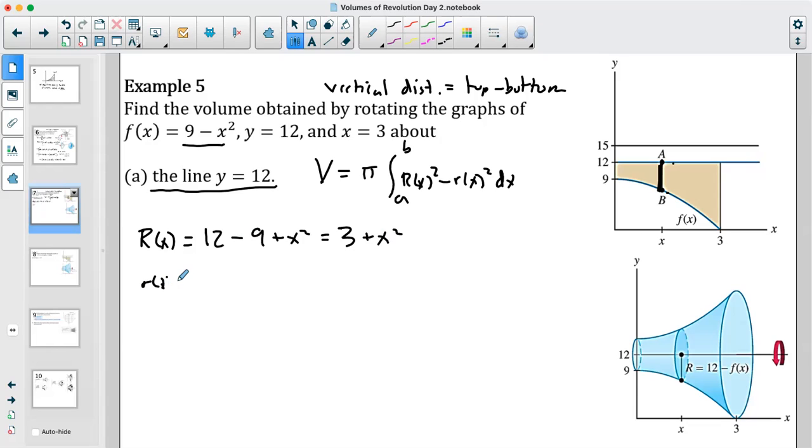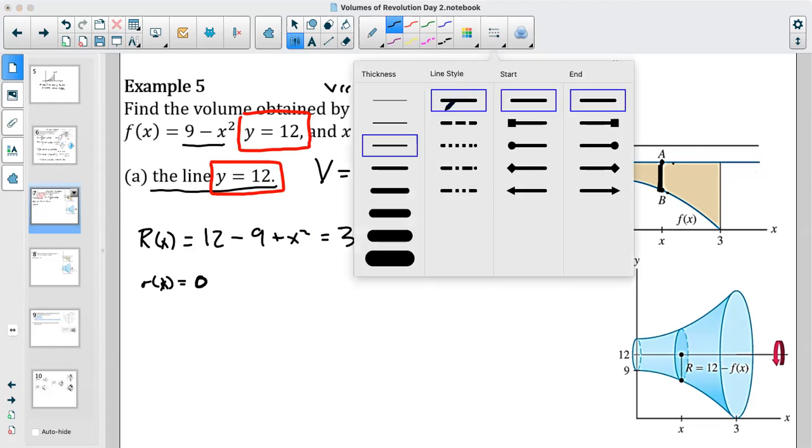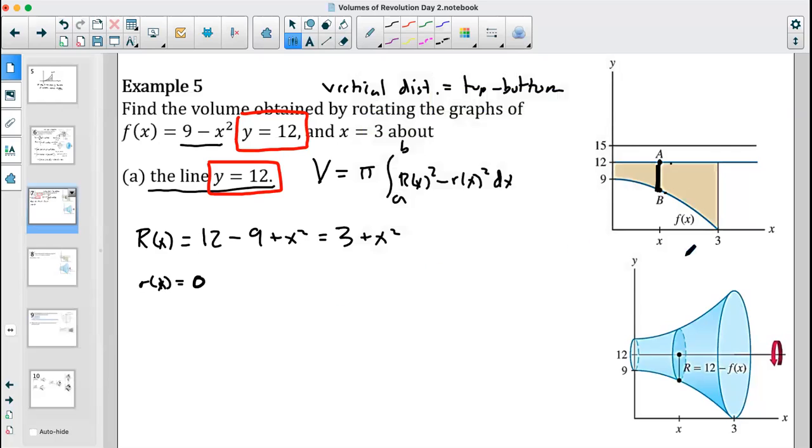And little r of x, well, there actually isn't one here because the edge of this region is the line y equals 12, and the axis of rotation is the line y equals 12. The fact that this is the edge and it is the axis of rotation means that there is no little r. Little r is 0. I don't have to sweat it for this one. What that means is that the cross sections of this thing should be disks, and you can see from this picture that the cross sections are disks.